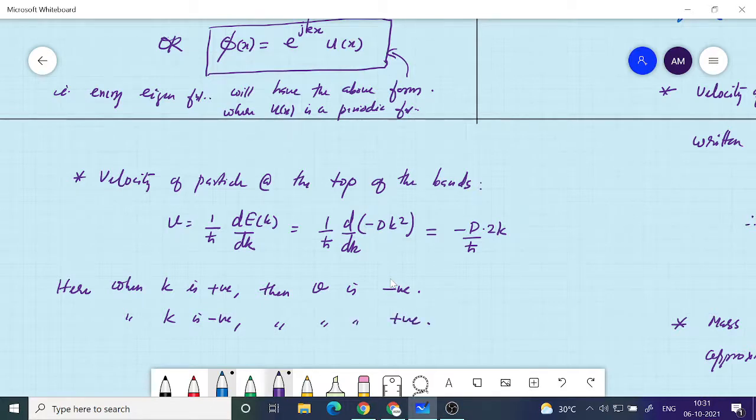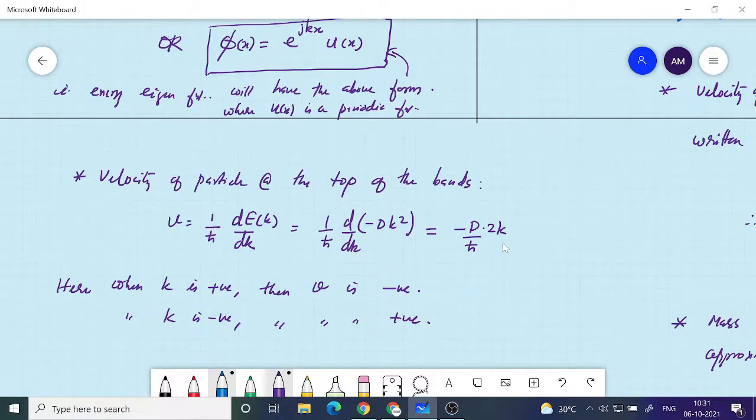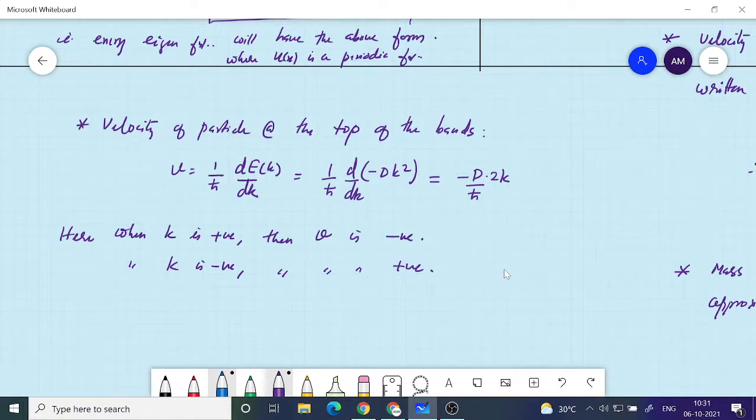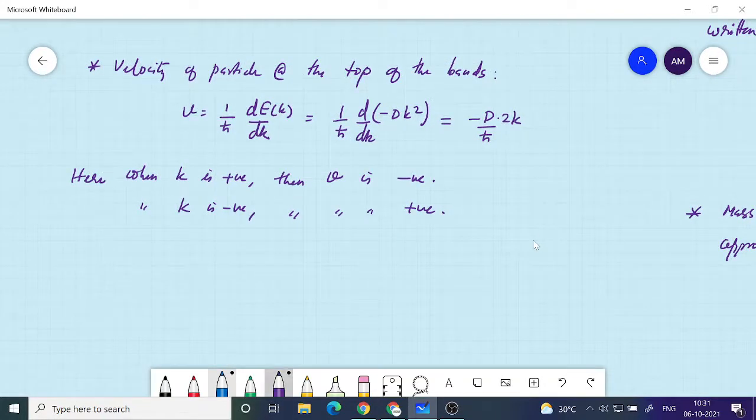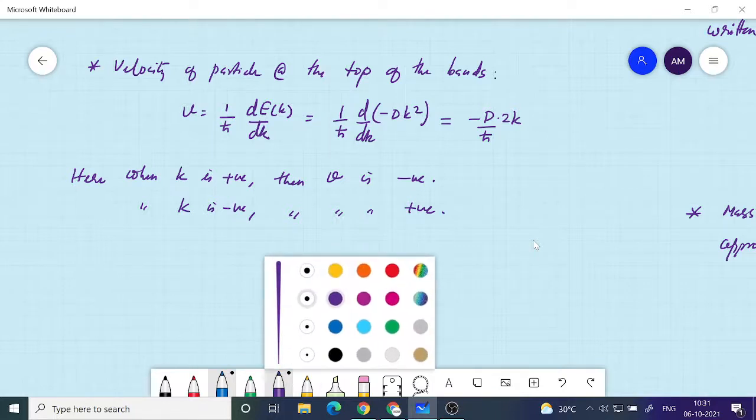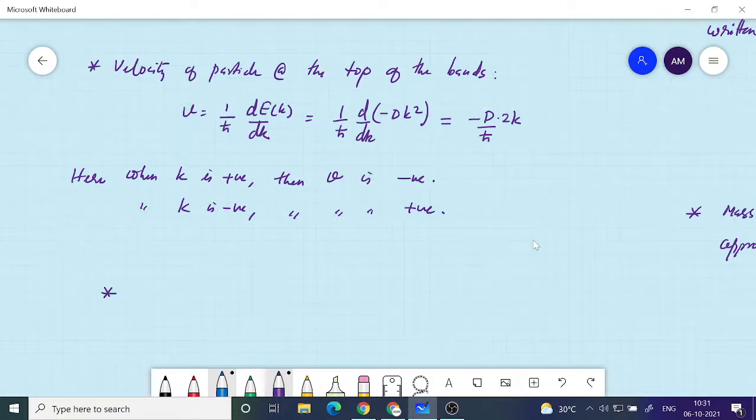So for positive values of k, in the top of the band, it corresponds to a particle moving to the left. That's what it means from our result. So this is a bit strange. It should be strange. Now similarly, the mass of the particle is going to be even more strange at the top of the band.